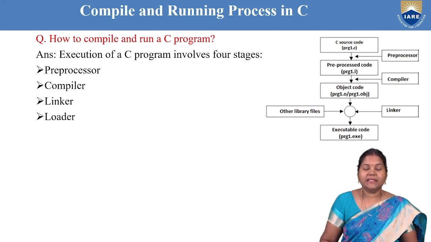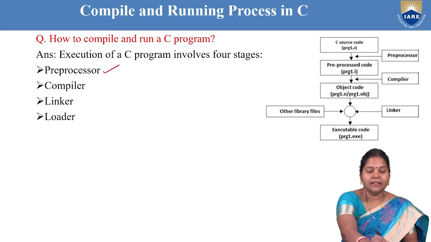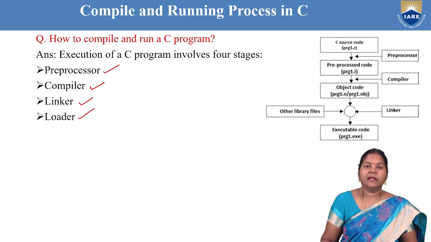Now, the next question is related to how to compile and run a C program. The process of compiling and running involves majorly 4 stages. One is called pre-processing, the second is compilation, then linking and loading. So, there are 4 modules or software involved in the compilation and running of a C program: the preprocessor module, compiler module, linker and loader. Now, let us see one example of how to do this process.